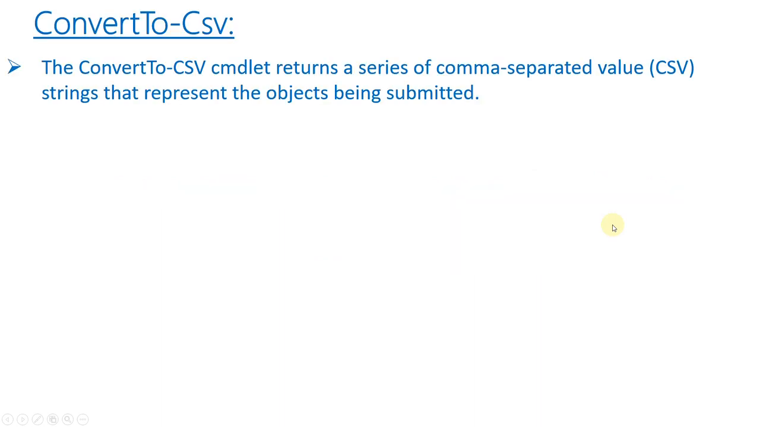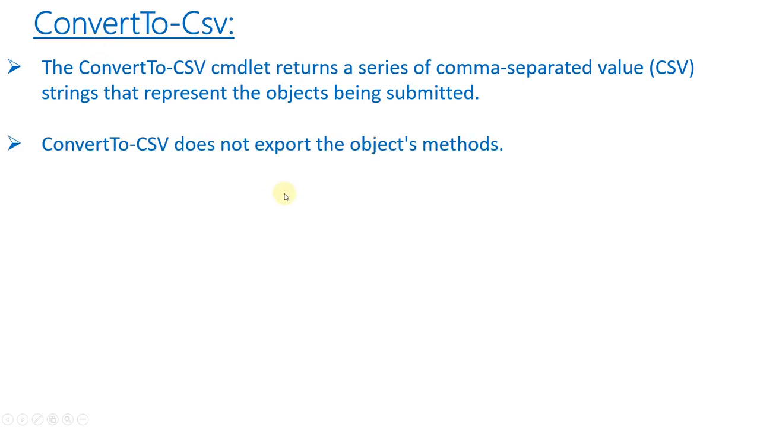Here in this slide, first of all we will be discussing the commandlet called ConvertTo-CSV. When we submit any object to this commandlet, it will return a series of comma separated values. So if we have any object and we want to convert that object into comma separated values, then we can use this commandlet called ConvertTo-CSV. ConvertTo-CSV only gives output in terms of properties, but if any method is available in the object, that will not be exported using this commandlet.